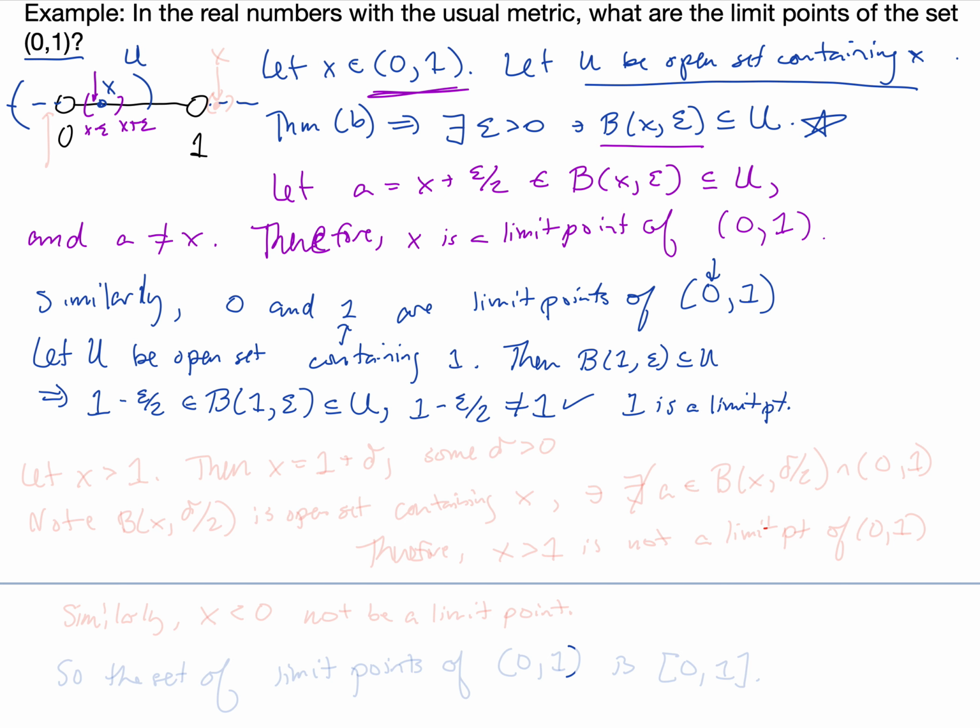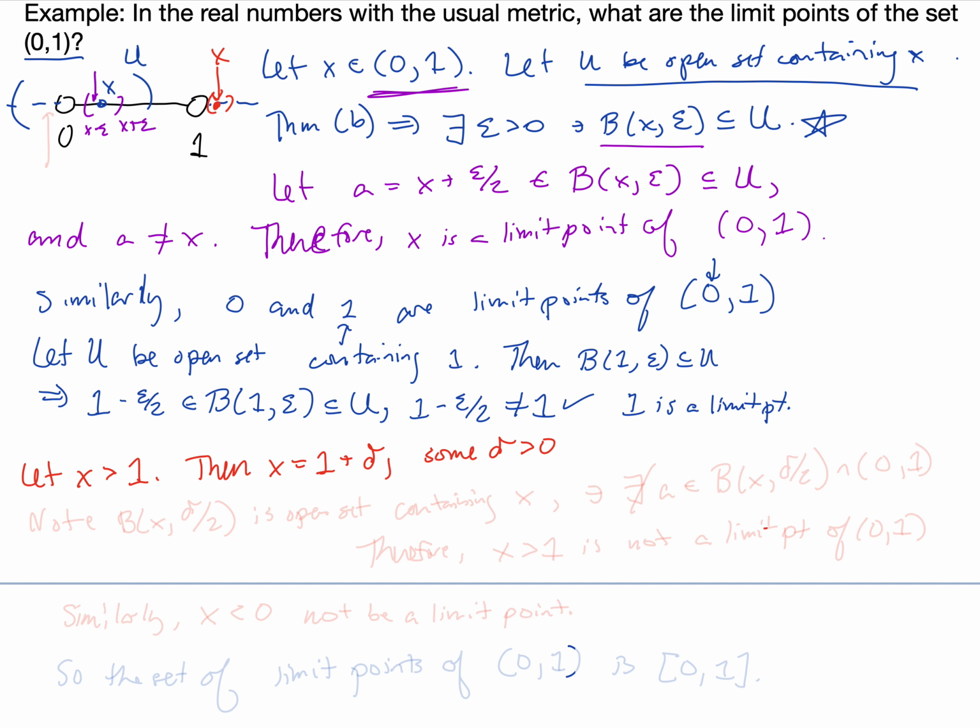So we've shown that everything inside the closed interval from 0 to 1 is a limit point of the open interval from 0 to 1. So what if we take something outside of that interval? Let's say that we take some x that's just outside of it. So let x be greater than 1. Then x must be equal to 1 plus delta for some delta greater than 0. So can we think of some open interval that contains x that does not intersect with (0, 1), that has no points inside of it?